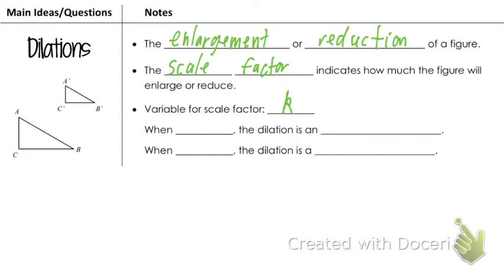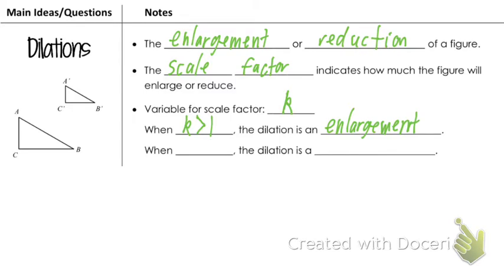Correct. Good observation, okay? So when K is greater than 1, when our scale factor is greater than 1, the dilation is an enlargement. Let's think about it this way. If I take anything and I multiply it by something bigger than 1, so maybe 2 or 3 or 4, is it going to make it bigger or smaller? Bigger. 2 times something, 3 times, 4 times, 5, it's going to make it bigger. There's going to be more.